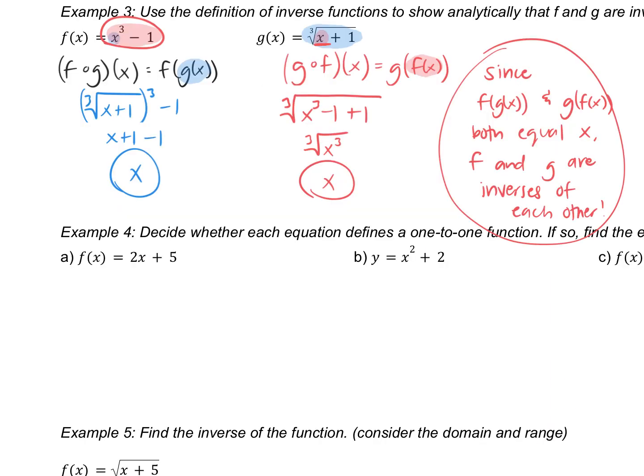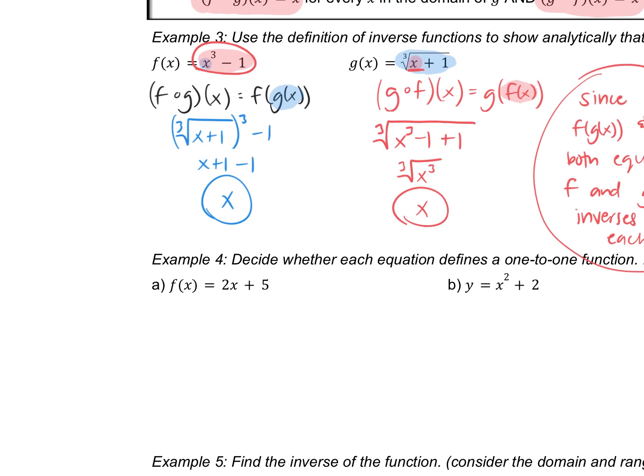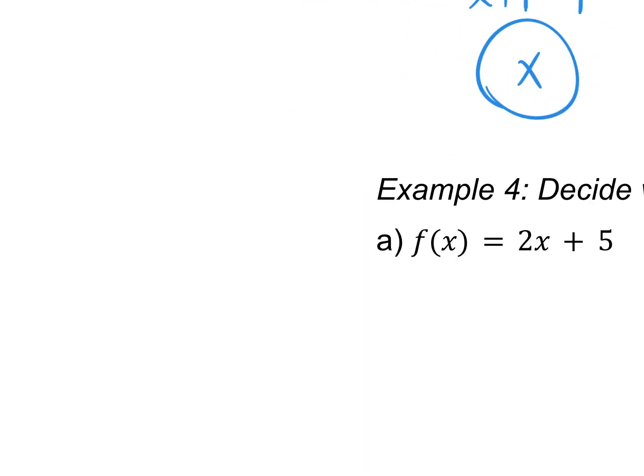Now, for example 4, it says decide whether each equation defines a one-to-one function. If so, find the equation. Okay? So it's kind of one of those things we got to check and see, is this going to pass the horizontal line test before I just go ahead and start switching my x's and y's and solving for the inverse. Okay? Also, last year, did you guys talk about this notation?